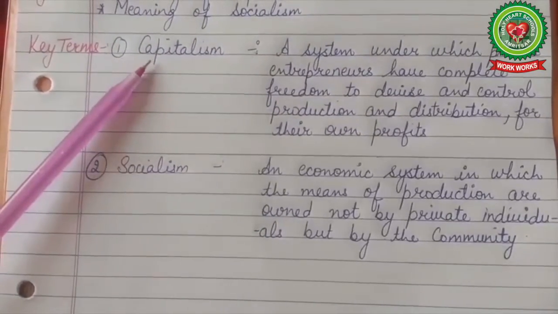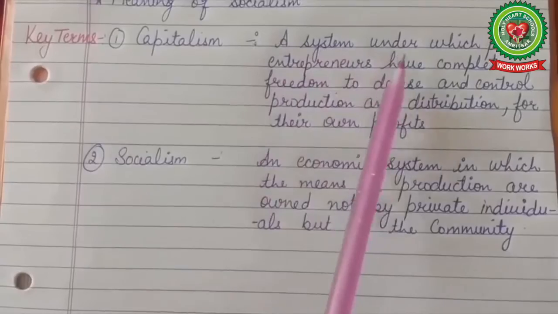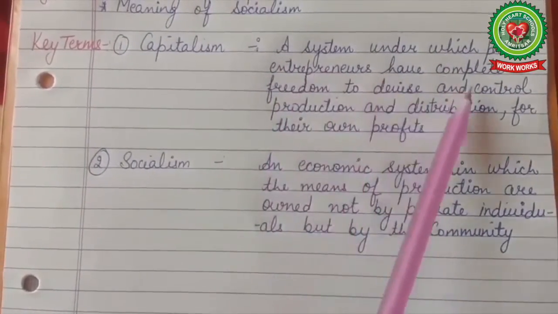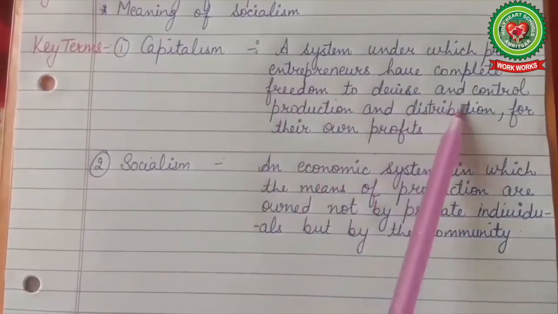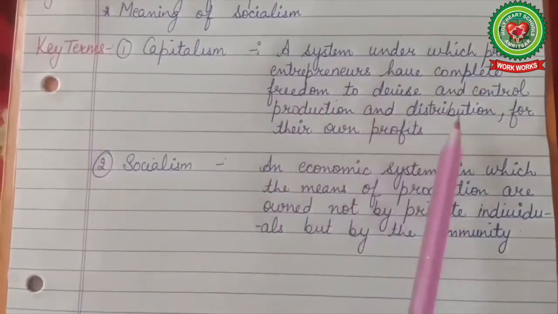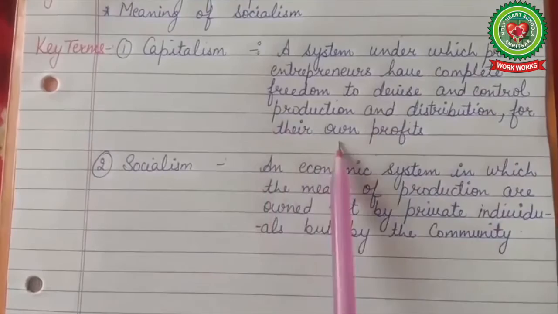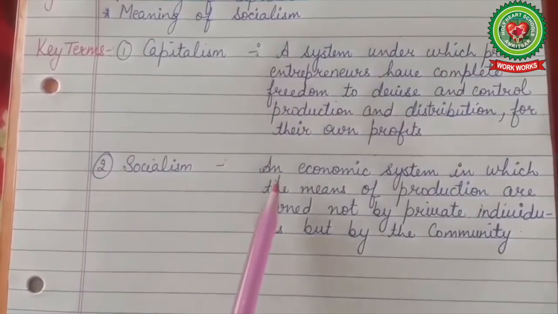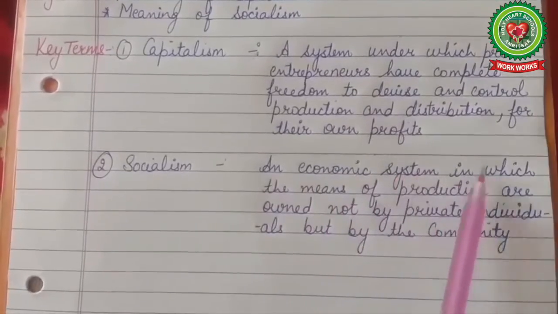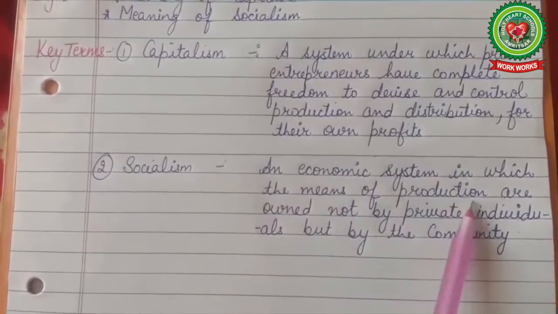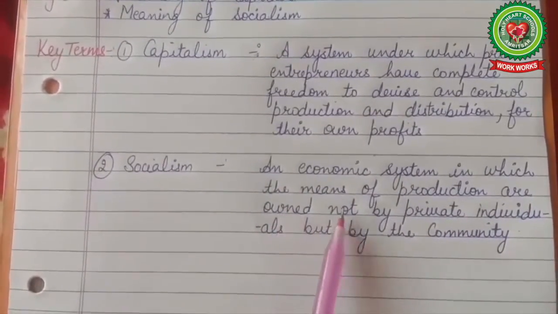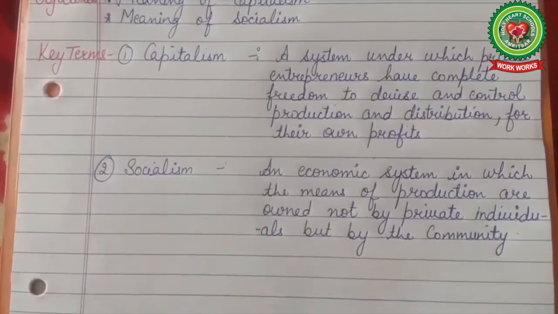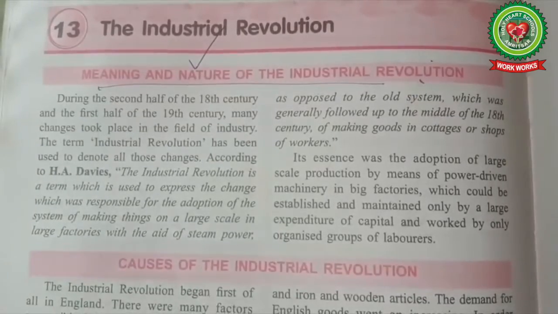Number 1, capitalism. It means a system under which private entrepreneurs have complete freedom to devise and control production and distribution for their own profits. Number 2, socialism. It means an economic system in which the means of production are owned not by private individuals but by the community. Now come to the reading part.